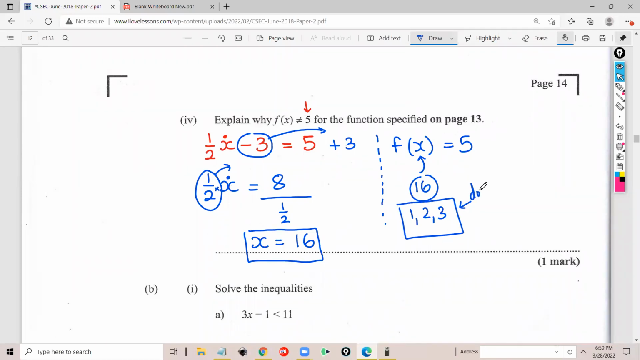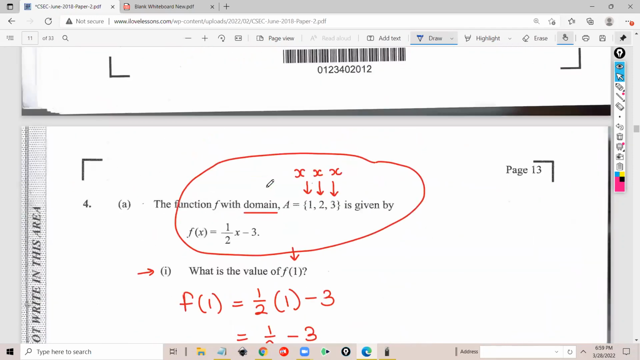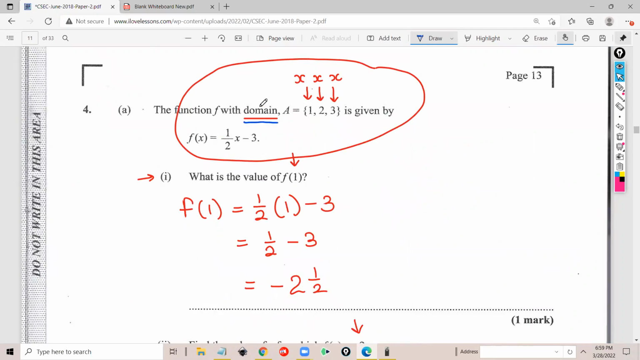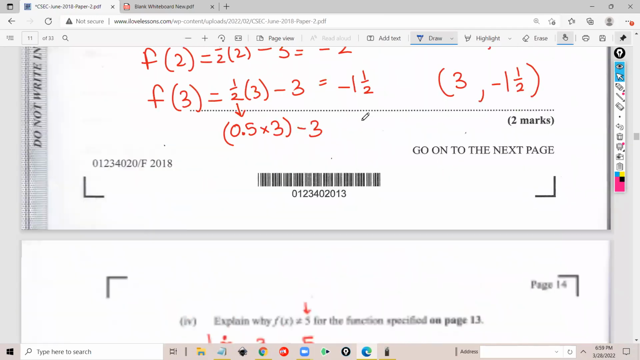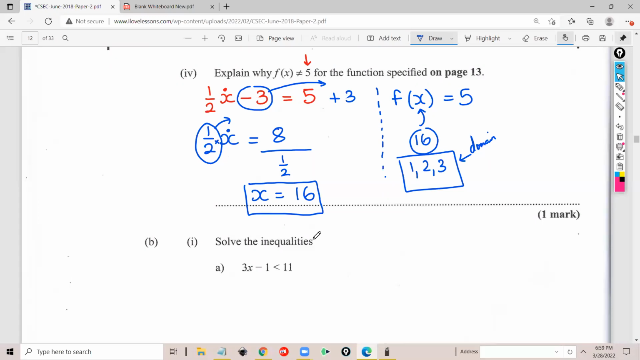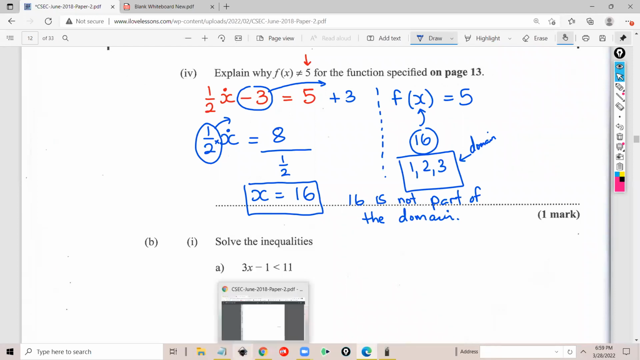This is the fancy word for this, domain, but they wrote it upstairs here. Let's write it upstairs here. Show you upstairs here, right? The domain values is what you're allowed to put into the function, which is 1, 2, and 3. So 16 is not part of the domain. So you have to actually write that sentence for the examiner. When they show the working, I mean, not the working, sorry, the working: 16 is not part of the domain. You have to write a sentence after you do the calculations. All right?